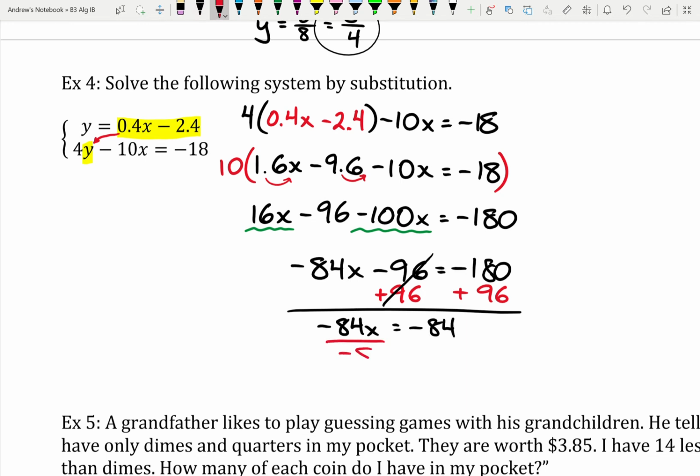If we divide both sides by negative 84, I find that x is real nice. x is just 1. Not too bad. But wait, there's more.